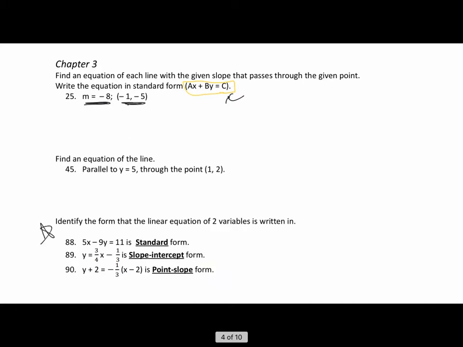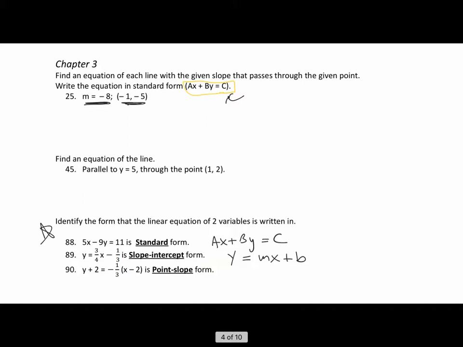So let's take a look at this part here. Identify the form of a linear equation in two variables for what form it's written in. So 88, 5x minus 9y equals 11. You can see that's of the standard form, the ax plus by equals c. In 89, y equals 3/4 x minus 1/3. That's the slope-intercept form. That's in the form y equals mx plus b, where m is the slope and b is the y-intercept.